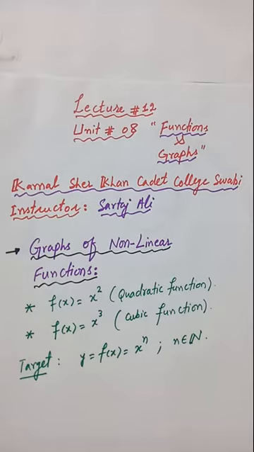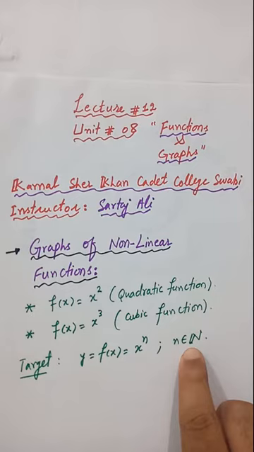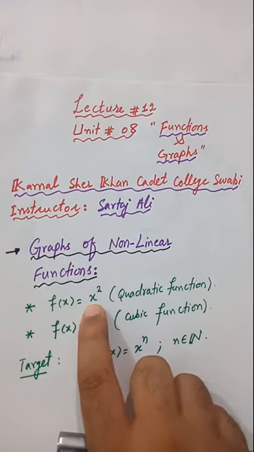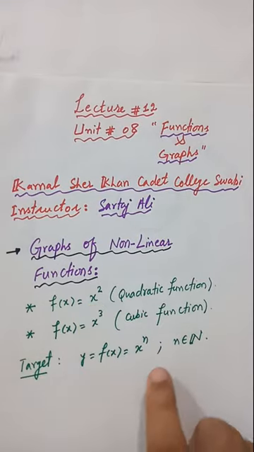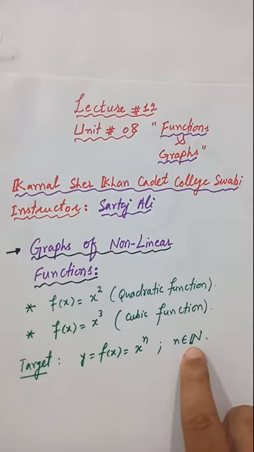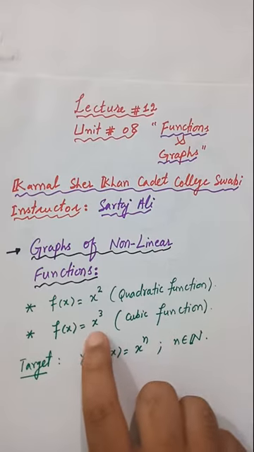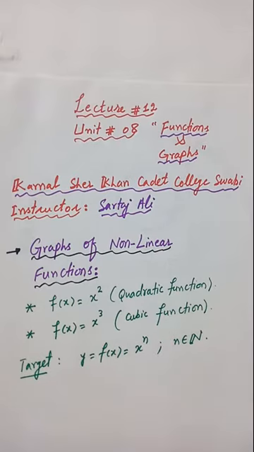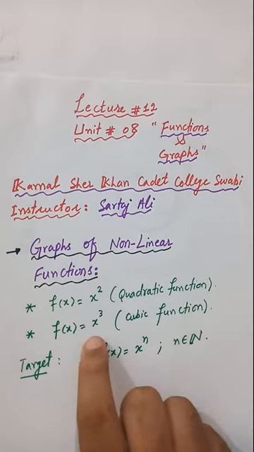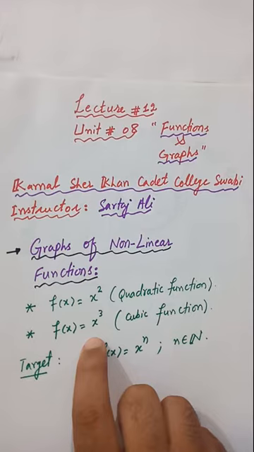So whenever n is greater than or equal to 2 and belongs to the set of natural numbers, and n is even, so let's say x power 4, x power 6, x power 8, all those graphs will be of the same shape as f of x is equal to x square. And when n belongs to natural numbers, greater than or equal to 3 and n is odd, so x power 5, x power 7, x power 9, x power 11, all those graphs will be in the shape of x power 3.